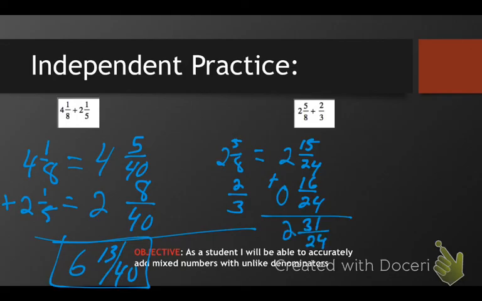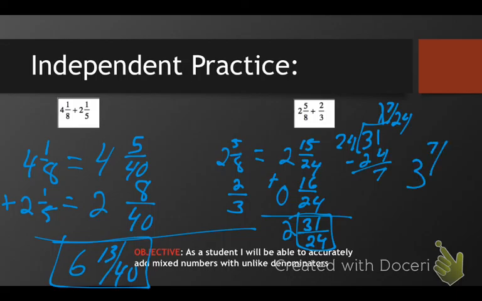What's wrong with it? Well, 31 over 24 is not simplified. So 31 divided by 24 gives us 1 with 7 left over. So 1 7/24. But remember, we got to add our whole number, which is down there at the bottom. It's 2. So 2 plus 1 equals 3 and 7/24. Ladies and gentlemen, that is your answer.